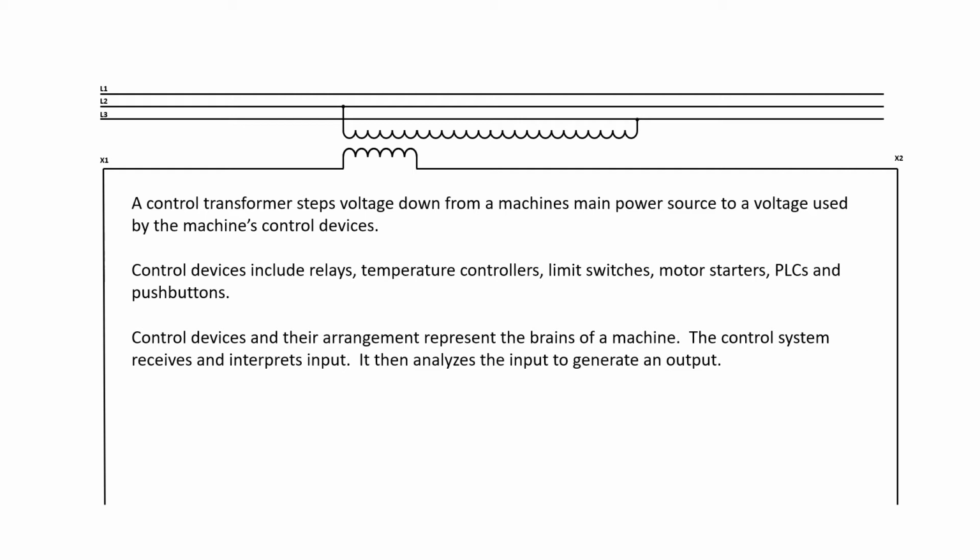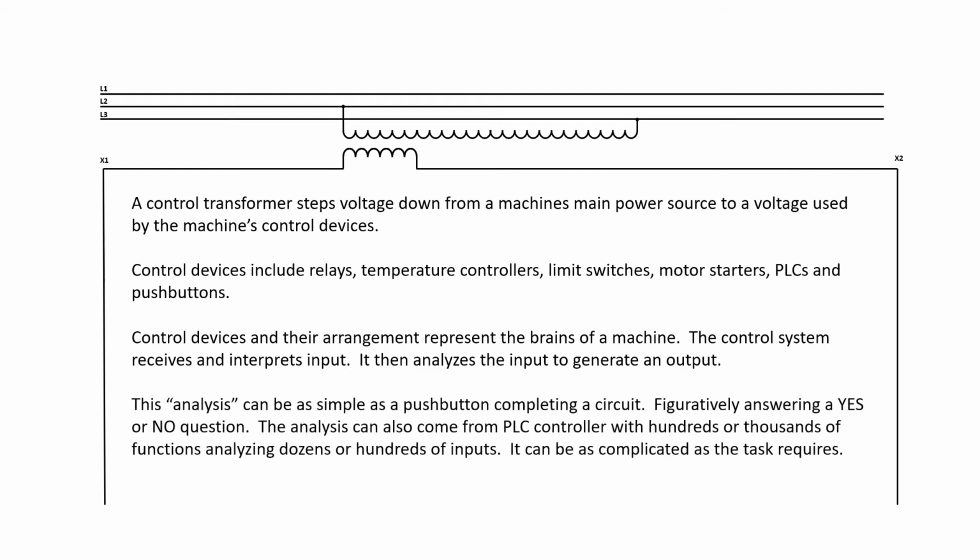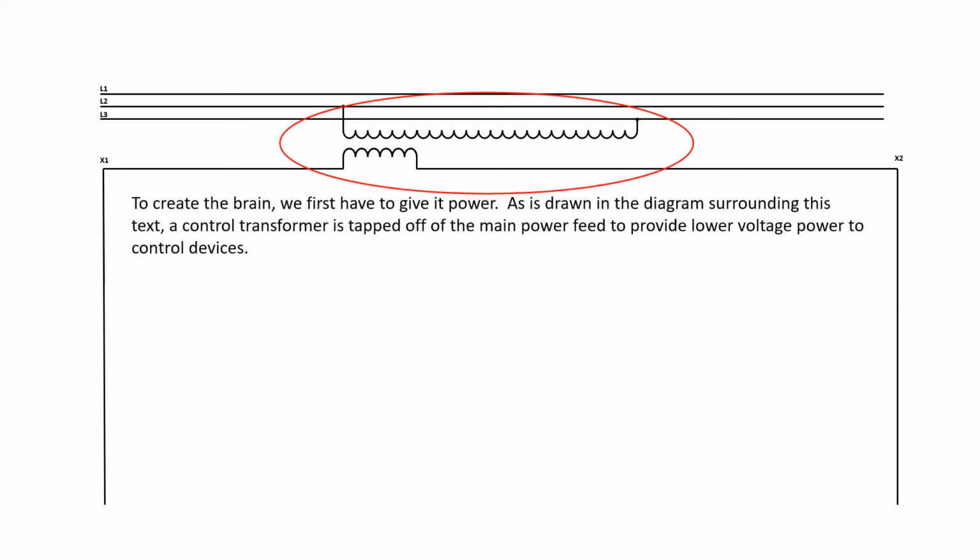The control system receives and interprets input. It then analyzes the input to generate an output. This analysis can be as simple as a push button completing a circuit, figuratively answering a yes or no question. The analysis can also come from a PLC controller with hundreds or thousands of functions analyzing dozens or hundreds of inputs. It can be as complicated as the task requires. To create the brain, we first have to give it power.